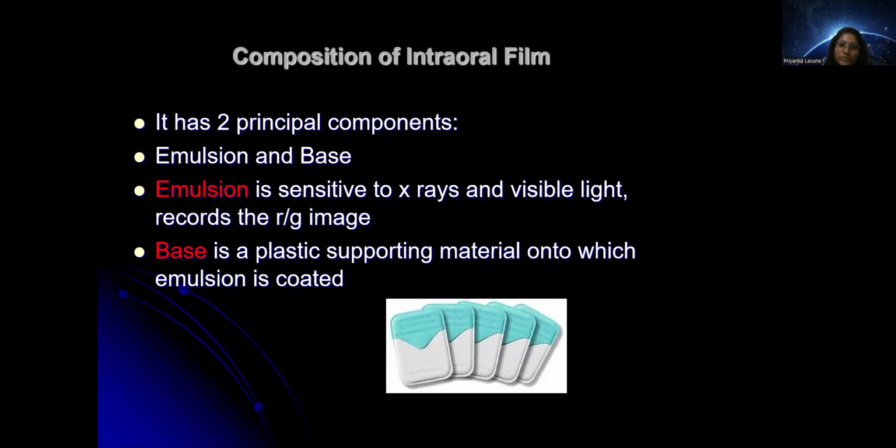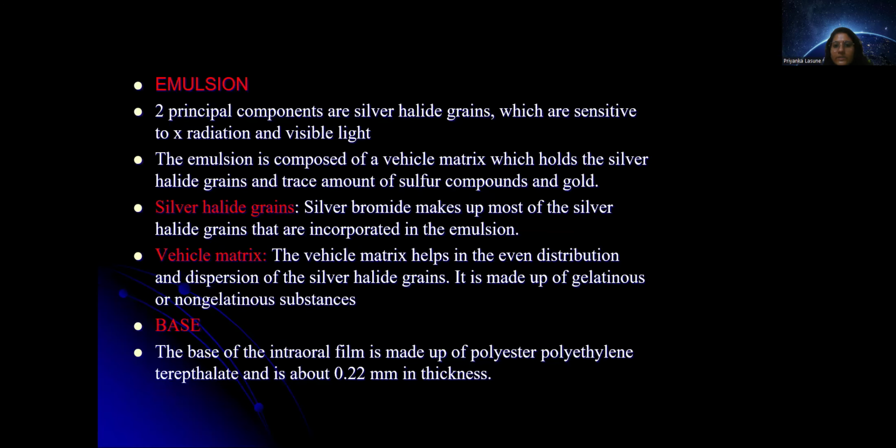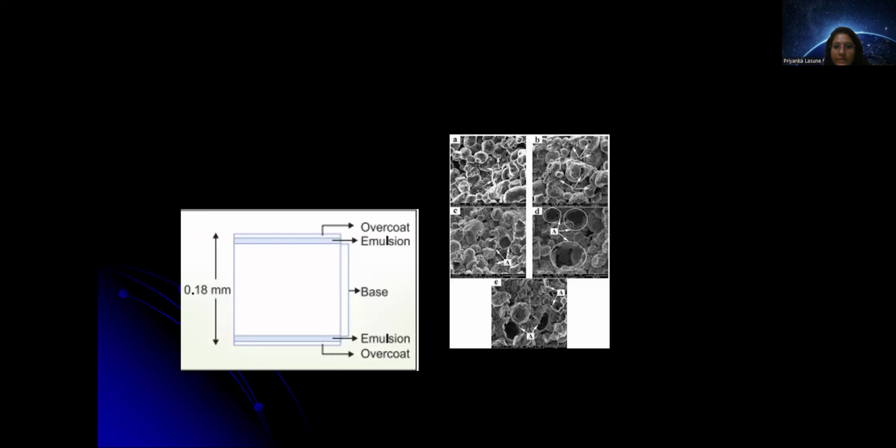Coming to the composition of the X-ray film, it has the emulsion and the base. Emulsion is sensitive to X-rays and visible light. Emulsion is composed of silver halide grains and the vehicle matrix. And the base is made of either polyester or polyethylene material, which is 0.23 mm in thickness.